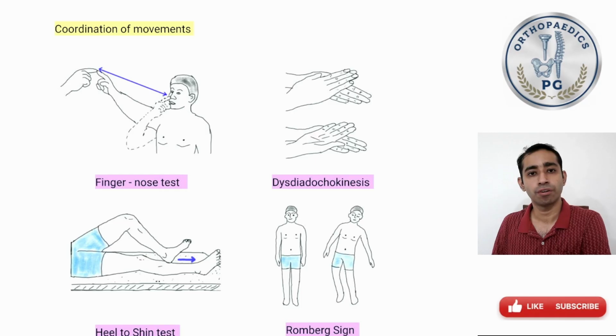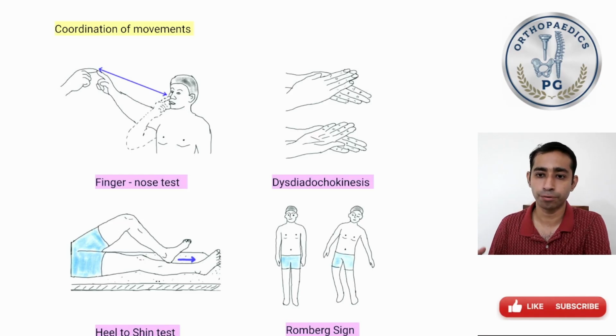Following this, we check for coordination of movements. Now, these are usually tests for the cerebellum. Normally in neurological examination, the coordination is described here. However, in some places, you may be asked to describe it after the autonomic system. So, depending on what is being taught in your institute, you have to present accordingly.